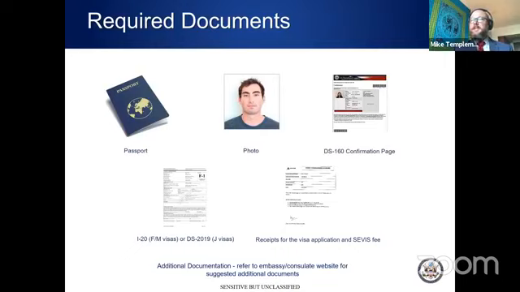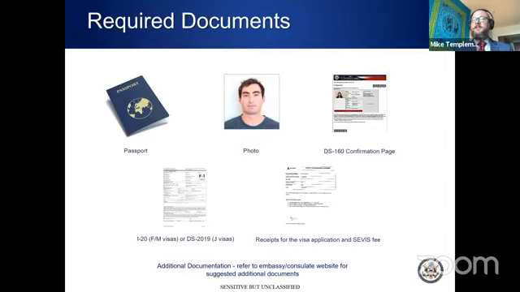You'll need your DS-160 confirmation page. So the DS-160 is the application. And once you fill that out, you will get a confirmation page. You will print that confirmation page. It has a barcode, it has your picture, it has your basic information. You'll bring that confirmation page with you to the interview.